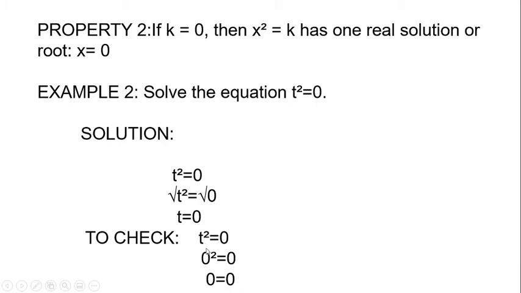To check, t squared equals 0. Replace t with 0. So 0 squared equals 0. It is correct. The value of t satisfies the equation t squared equals 0, and the value of t is 0.